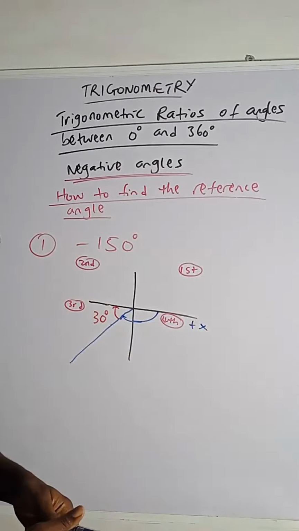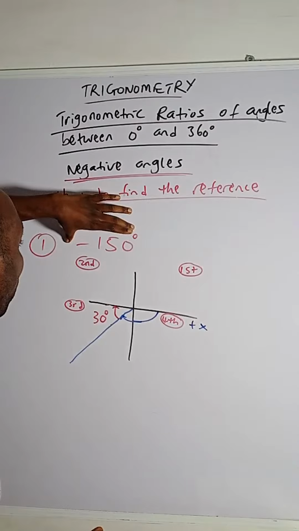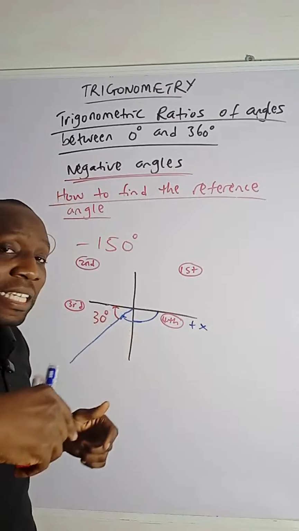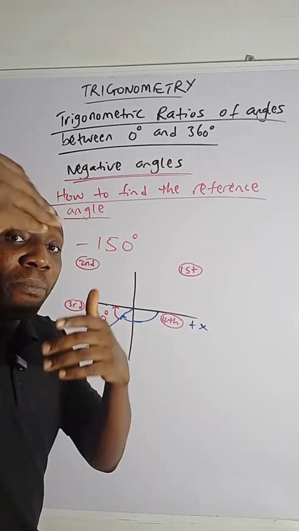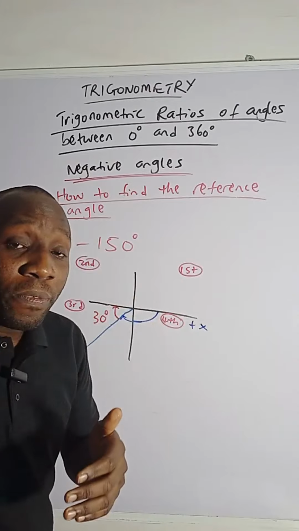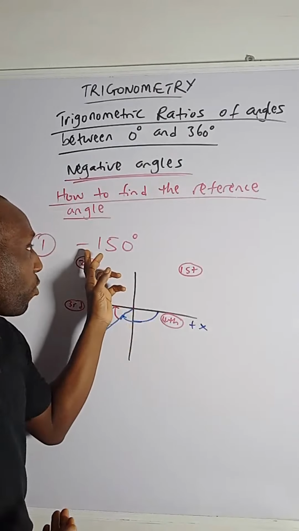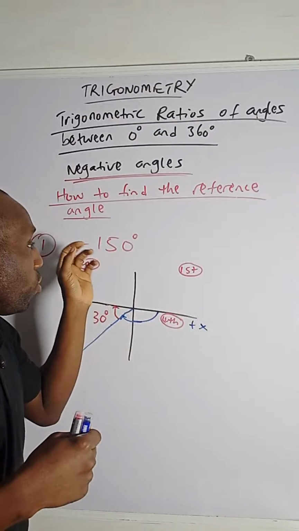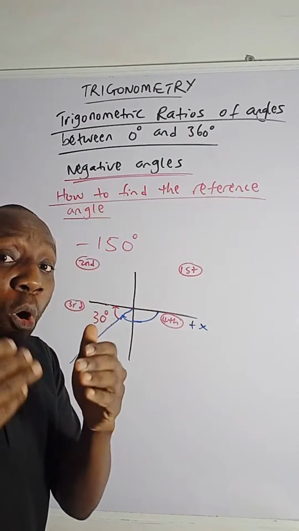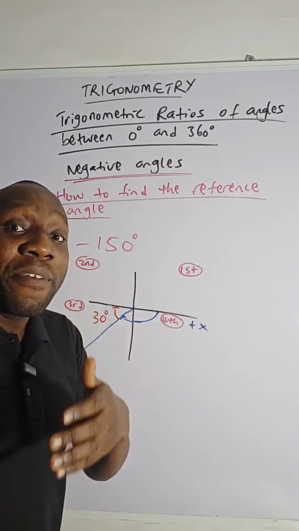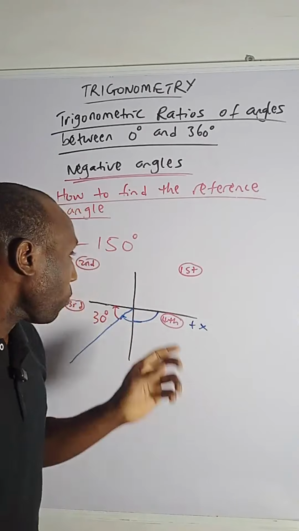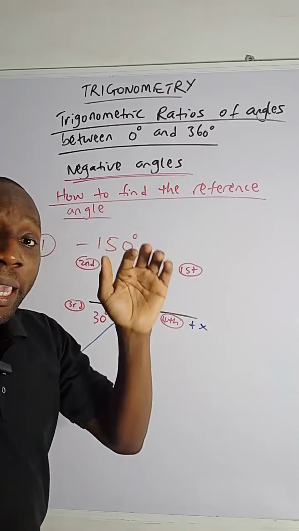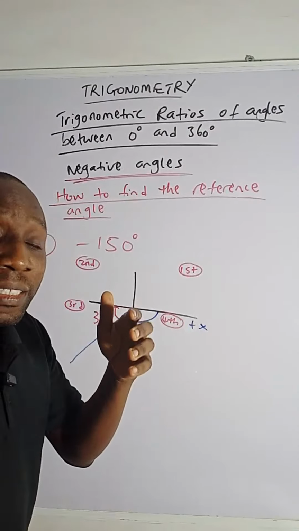I'm going to show you another way of getting your reference angle. Remember, we're trying to get the reference angle of negative 150 degrees. To do so, we add 360 degrees or the multiples of 360 degrees to convert it from a negative angle to a positive angle. Let me say it again. You need to convert it first from a negative angle to a positive angle. Then from there, you will get the reference angle.